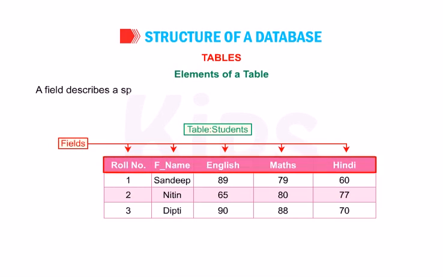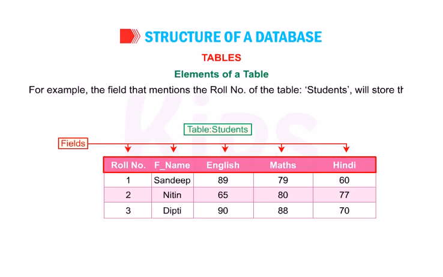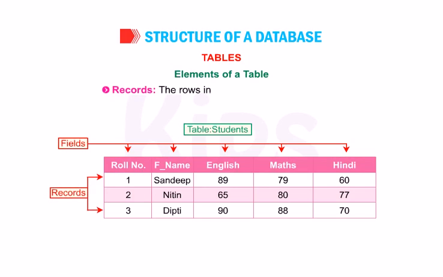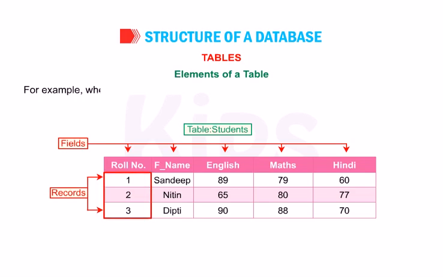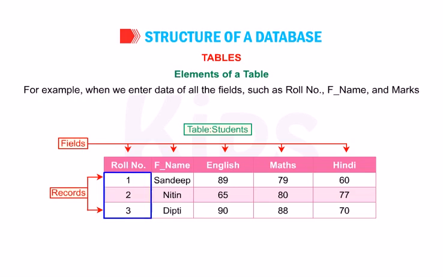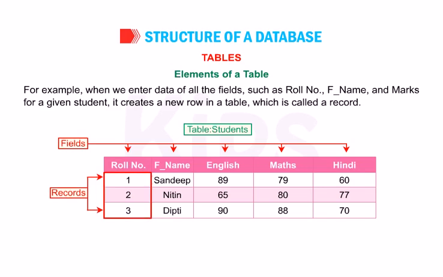A field describes a specific attribute of all the records in a table, as shown in the figure. For example, the field that mentions the roll number of the table Students will store the roll numbers of all students. Records. The rows in a table are called records. A record contains the values for all the fields that belong to a single person or an entity. For example, when we enter data of all the fields such as roll number, first name and marks for a given student, it creates a new row in a table, which is called a record.